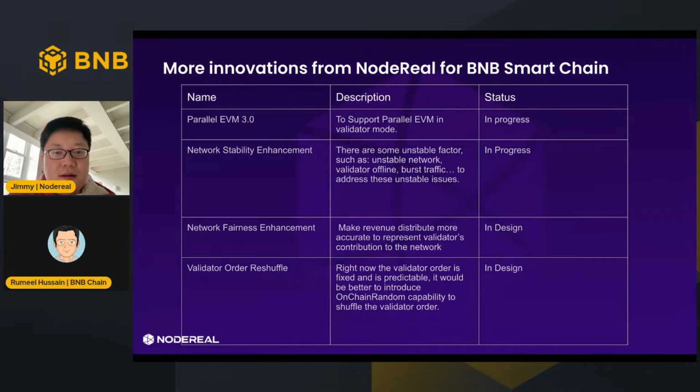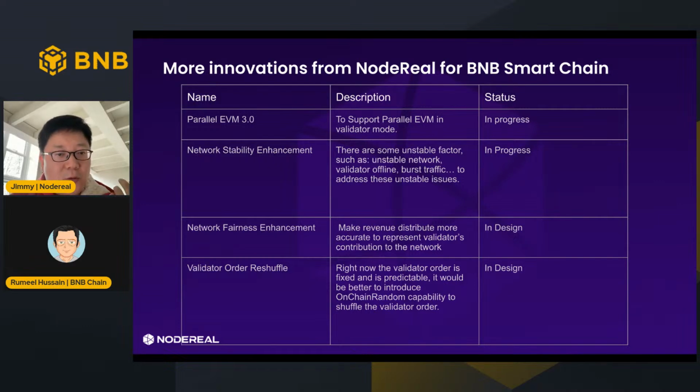Another thing I would like to mention is the network stability enhancement. For network stability, there are some unstable factors, for example, an unstable network, validators going offline, and traffic spikes. So we want to reduce the risk and increase the network stability. This one is also in discussion and already in the design phase, and some of the work has been started. For example, smooth validation is one part of it.